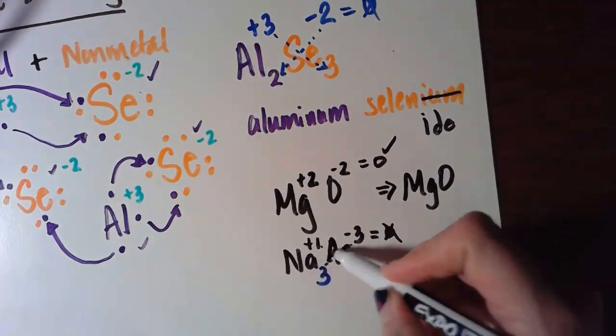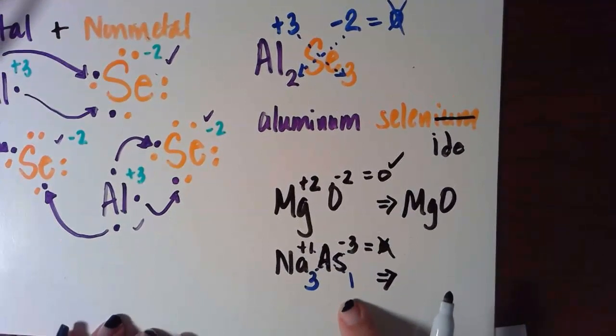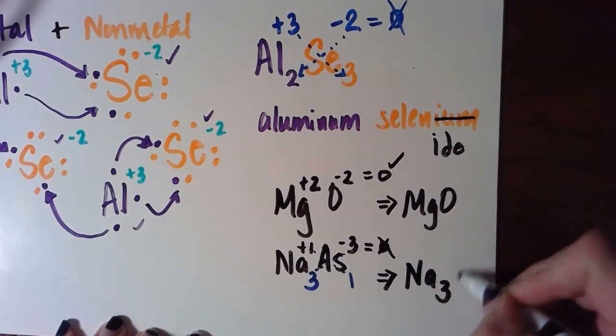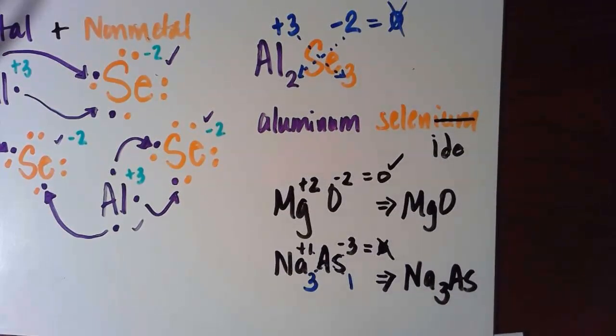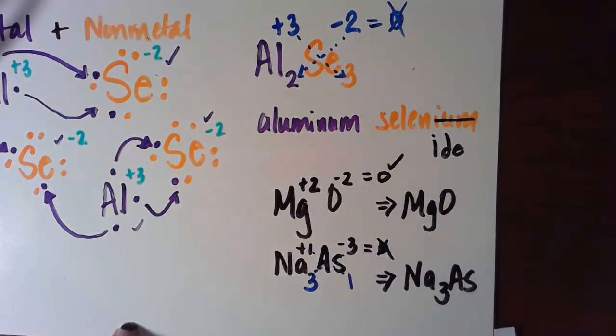So Na3As1, and when it's all said and done, that 1 is understood just like in math. So it would be Na3As. Now, well, how would you name them? First one would be magnesium oxide. The second one, that's arsenic. So that's sodium arsenide. And that's basically ionic bonding in a nutshell.